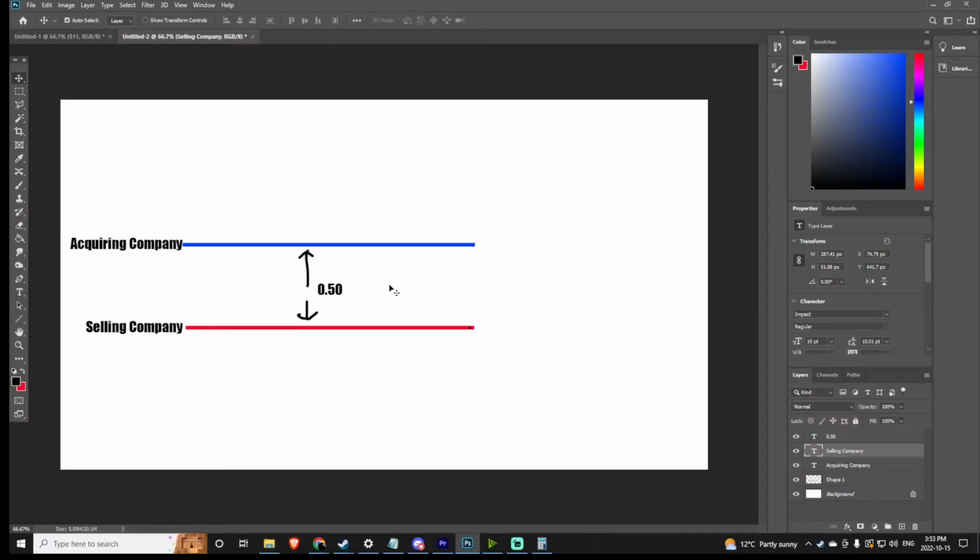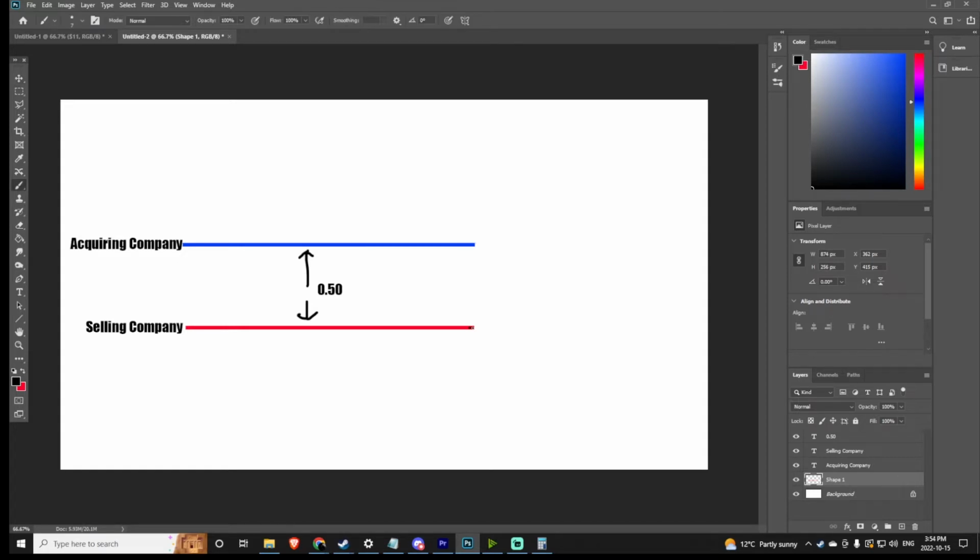But I'm going to illustrate this for you using the previous example because it's the best visual example out there for all stock deals. So in cases of all stock deals, they'll have something called an exchange ratio. In this case, it would be, let's say, a 0.5 for 1, meaning that for every 1 share of the selling company that you own, you're going to get a 0.5 share from the acquiring company.